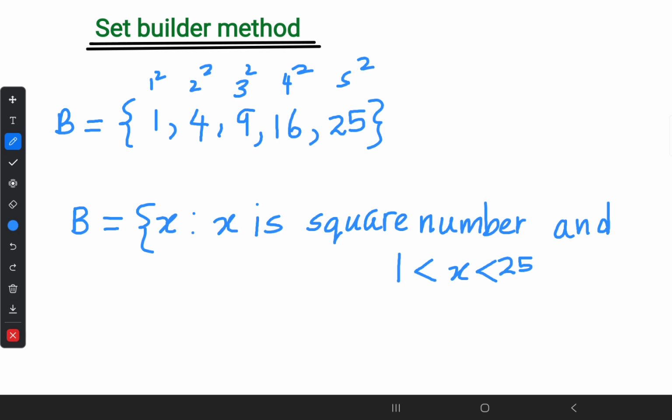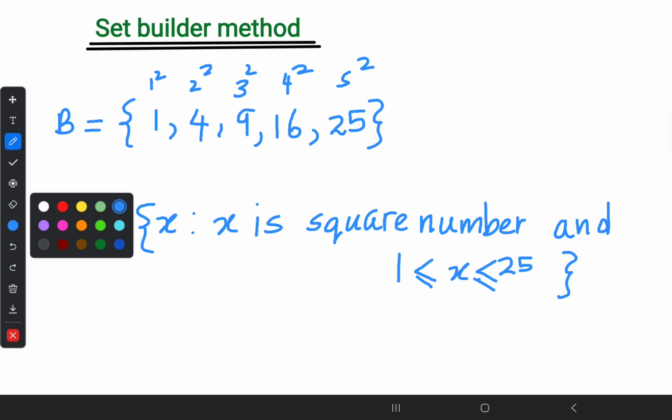But this is not enough. We have 1 also in our solution. So x is greater than or equal to 1 and less than or equal to 25. So this would be the perfect set builder method.